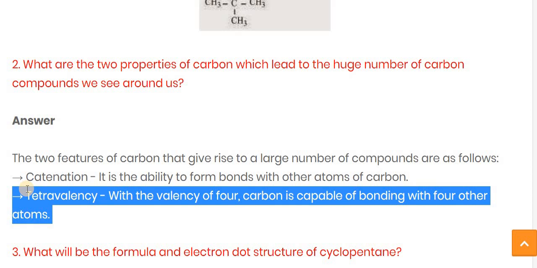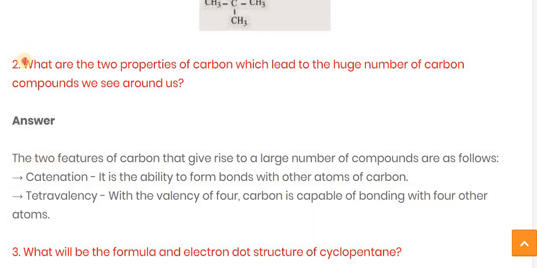Tetra means 4 and valency refers to the valence electrons in the outermost orbit. Carbon possesses 4 valence electrons, and due to these 4 electrons it has a unique property. With these 4 electrons, carbon is capable of bonding with 4 other atoms. This kind of property we consider as tetravalency.